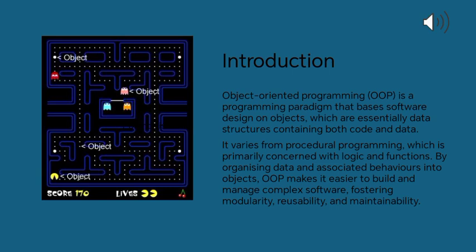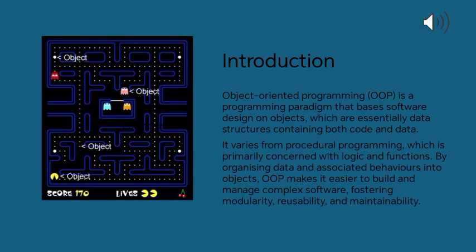In the introduction: object-oriented programming is a programming paradigm that bases software design on objects, which are essentially data structures containing both code and data. It varies from procedural programming, which is primarily concerned with logic and functions, by organizing data and associated behavior in an object. OOP, object-oriented programming, makes it easier to build and manage complex software, fostering modularity, reusability, and maintainability.